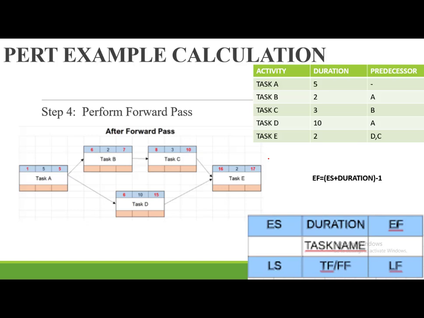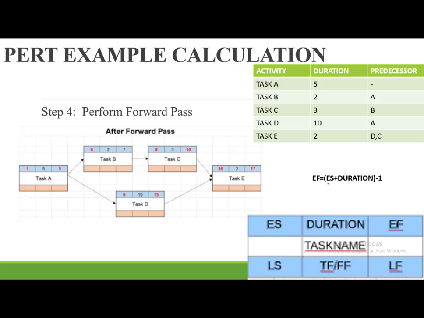Step 4 is to perform what we are referring to as the forward pass. Now in the forward pass, we have said that we normally populate the early start as well as the early finish. Our early start means the day that our project is starting or the activities are starting. Ideally, they will always begin on day 1. Now the question is, how do you determine the early finish?